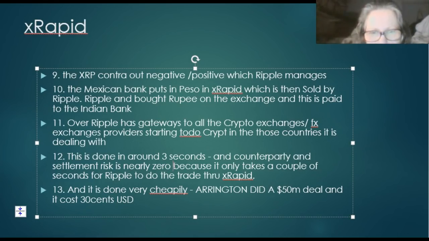Plus, you have to employ all these risk managers, credit people and settlements people to monitor those trades, which adds to the bottom line even more. If you use xRapid, and I'll repeat this again, you don't have any of those risks because the cash flow settles within 3 seconds. Also, if you do volume, like Michael Harrington said, he did a $50 million US dollar deal through XRP, and it cost 30 cents.